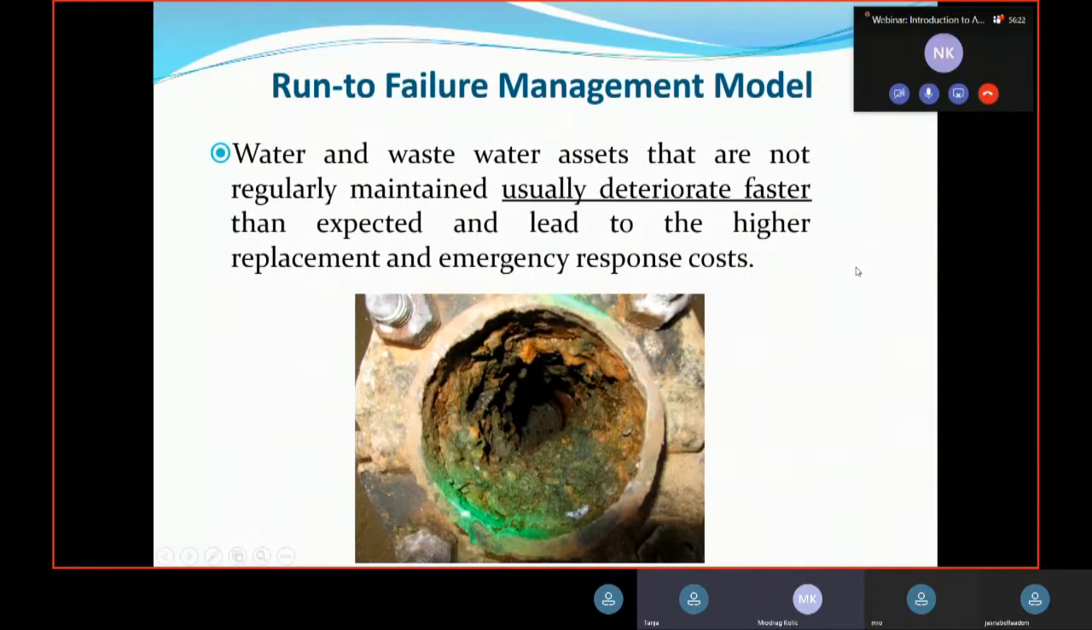Let's move to the next slide. The majority of the utilities in the region basically apply the run-to-failure management model, which is the worst model for asset management. It basically means that all municipal assets are replaced only when they are totally worn out. How does it function right now?